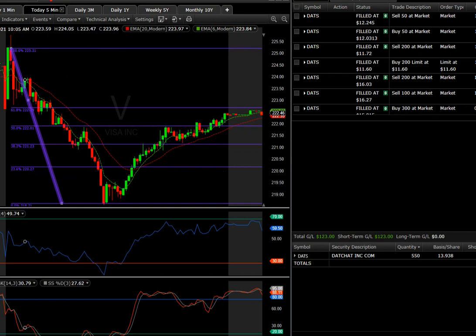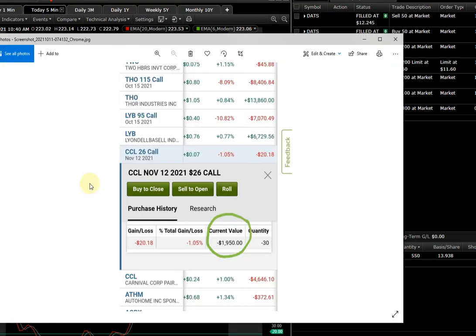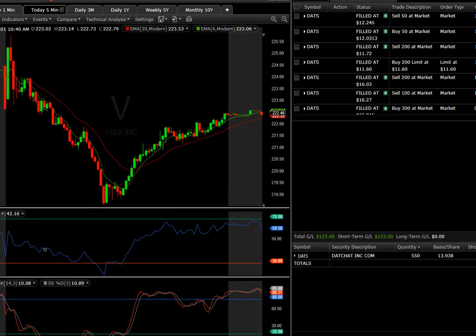All right, so the option trading I did was CCL. So let me go to the image that I took a screenshot of. So CCL, I have a covered call for CCL at a $26 strike price, which is due November 12th, which is like 1 month from now. And I collected 1950. So let's go to CCL. 1950 as in the premium.